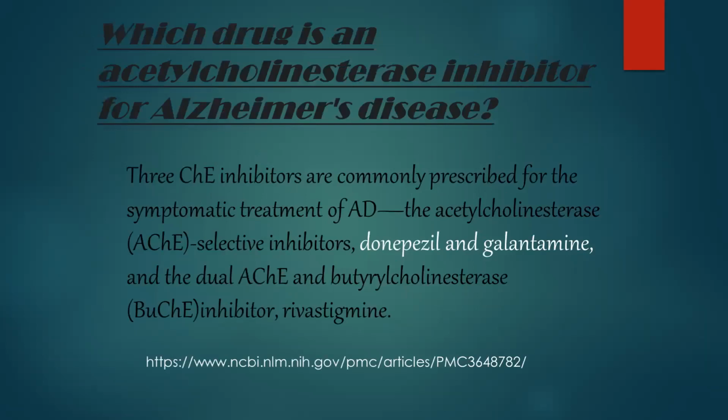Which drugs are acetylcholinesterase inhibitors for Alzheimer's disease? AChE inhibitors are commonly prescribed for the symptomatic treatment of AD. The acetylcholinesterase selective inhibitors donepezil and galantamine, and the dual AChE and butyrylcholinesterase inhibitor rivastigmine.